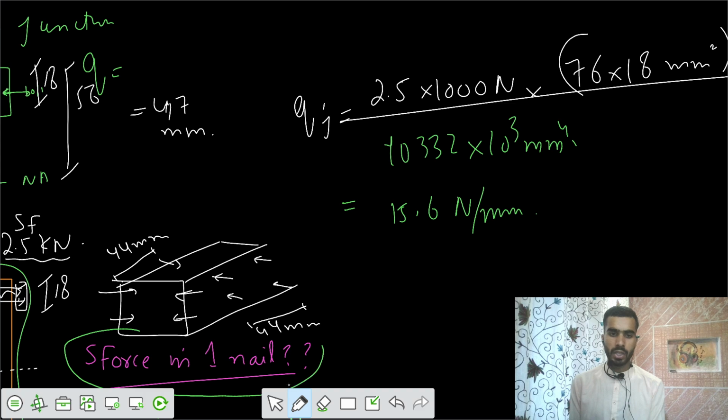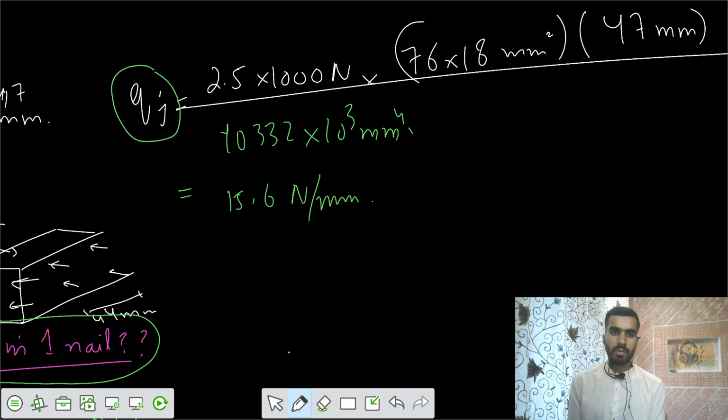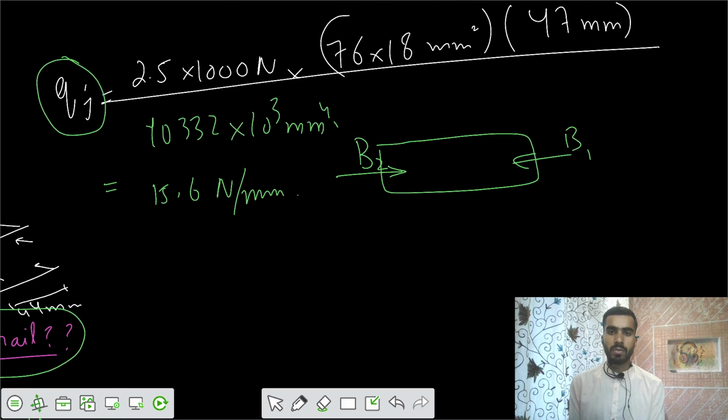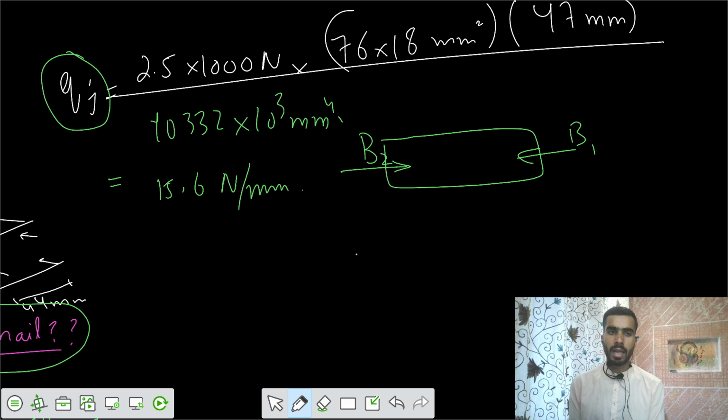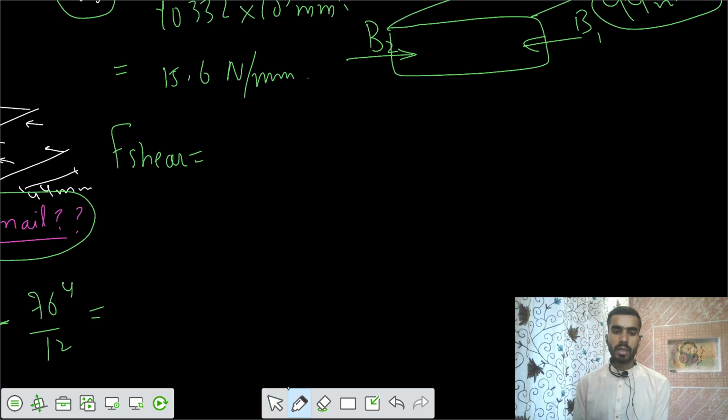If you want to get the shear force in one nail, but you have the shear flow, at the junction, at the same level, we have two bolts, bolt 1 and bolt 2. So if you get the shear force for the pitch of 44, total 44, that is resisted by 2 bolts. I would say the total shear force, F shear, is resisted by 2 bolts.